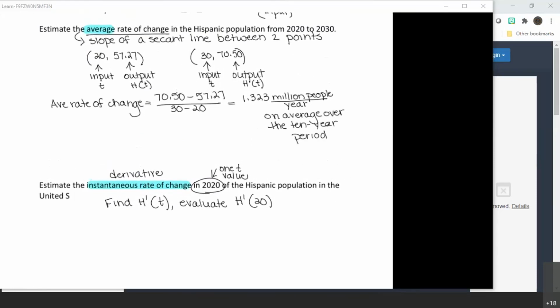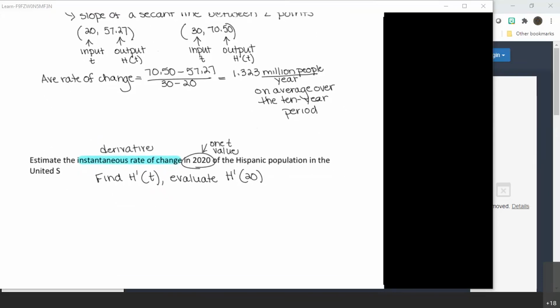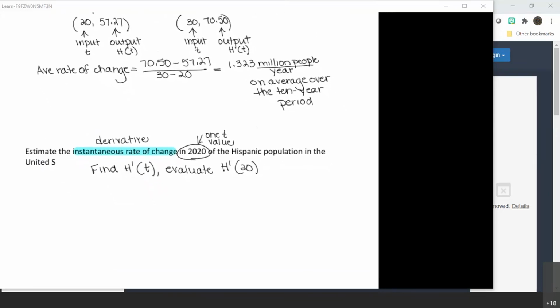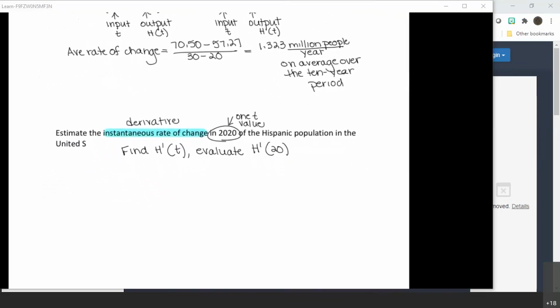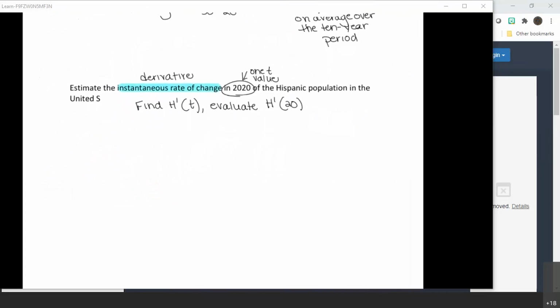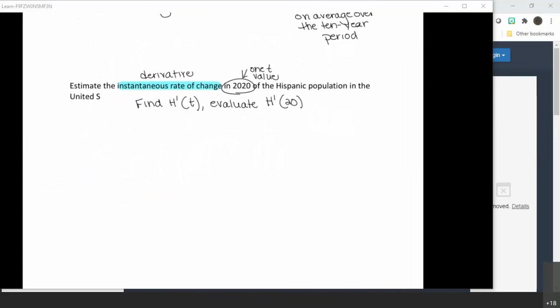On average over the 10-year period. This is a finer estimate right at 2020. So you could think of it as what they assume the population change will be going from 2020 to 2021. And this problem was written long before we got close to 2020, so I realize this is historical data now. But let's take a look at taking the derivative.